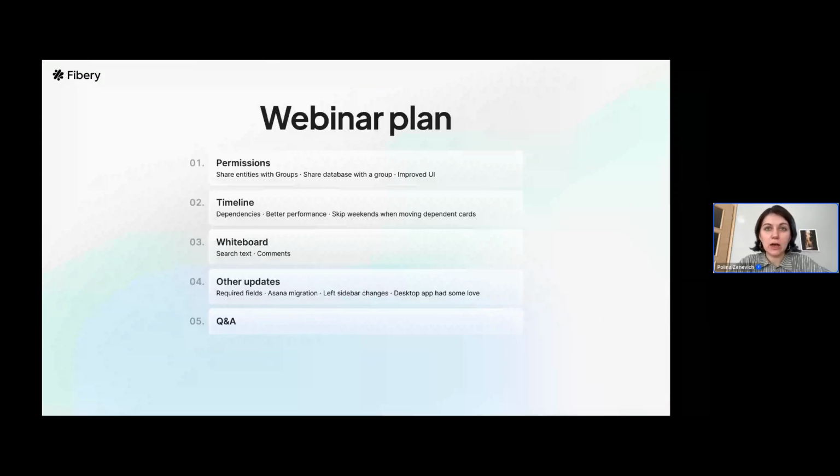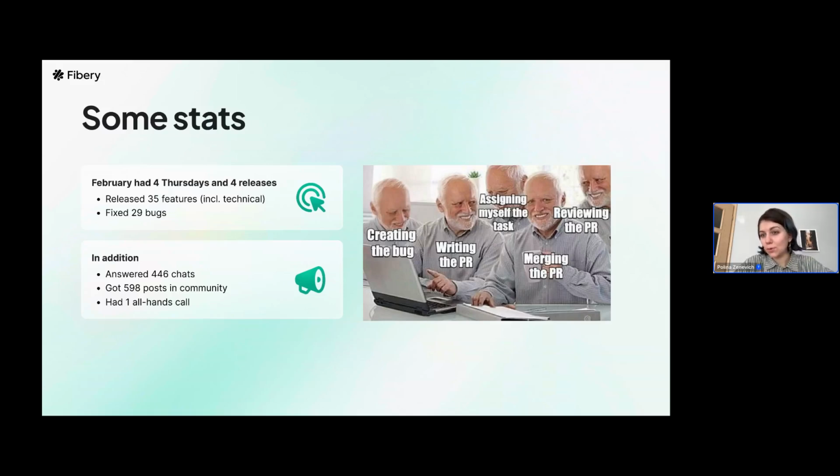So what do we have on our webinar roadmap for today? We are going to talk about permission releases. What have we released already? What are we going to focus on next? Timeline. It had some love this month and will have some love in March as well. Whiteboard, it's still in focus and will be so for the next couple of months as well. And we also had other updates, some significant ones like required fields or left side changes, and some minor ones like the desktop app that had some love, Asana migration, and Q&A as promised. So some stats, and of course memes, because it has to be fun as well.